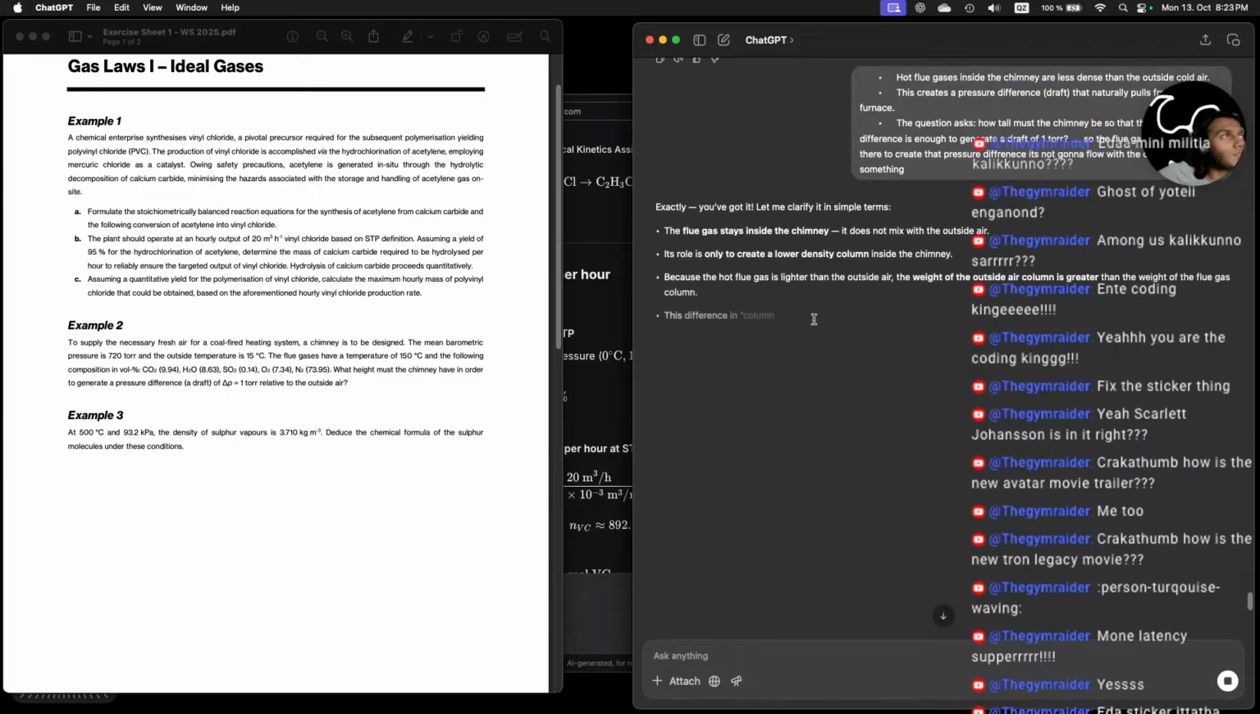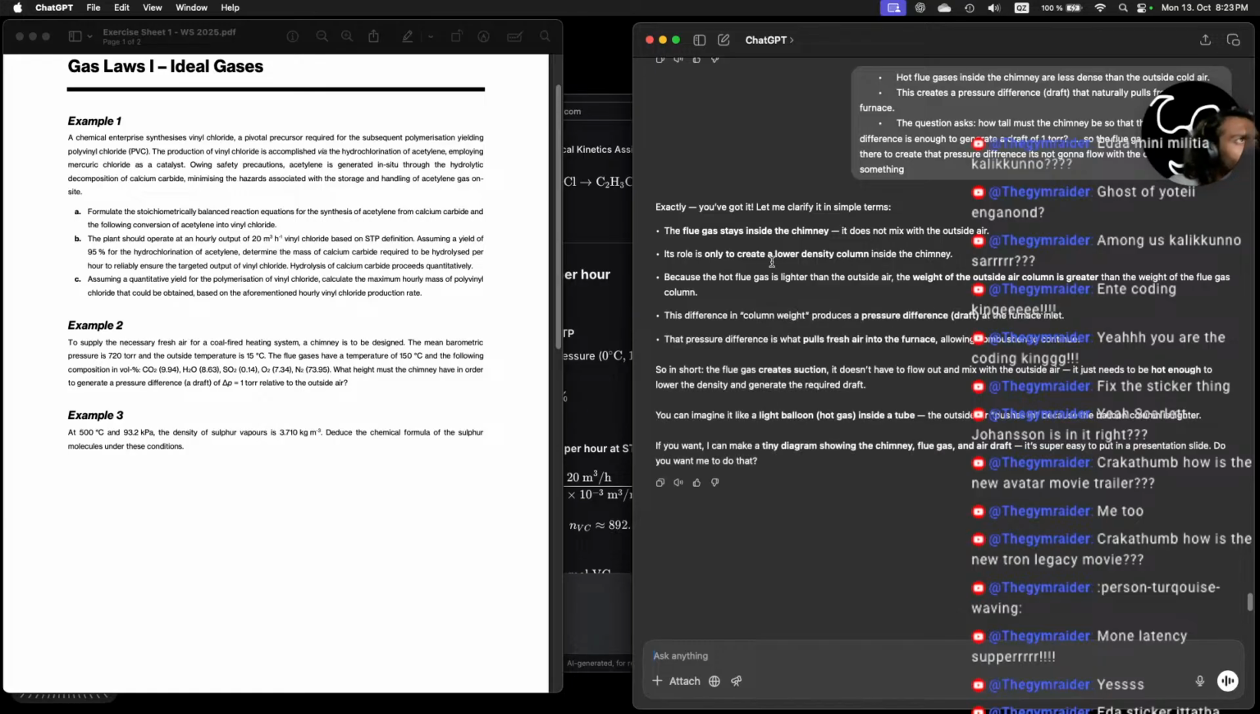The flue gas stays inside the chimney. It does not mix with outside air. Its role is to create a lower density column inside the chimney. Because hot flue gas is lighter than outside air, the difference in column weight produces a pressure difference. Imagine it like a hot balloon, hot gas inside a tube. Outside air pushes in because the hot column is lighter.